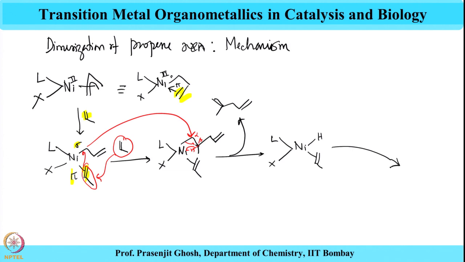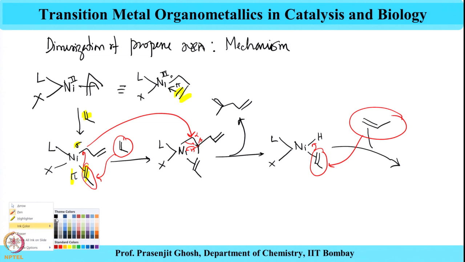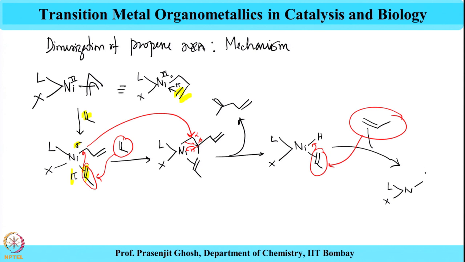And that then reacts with another propene molecule. Again, a similar kind of coordination insertion happens, where this inserts into the nickel hydride bond and this comes and coordinates to give the product as is shown with a nickel bound now to an isopropyl moiety and an alkene.